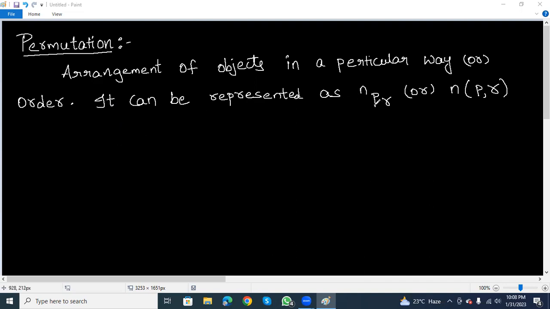It can be represented as nPr or n of P, r. Combinations can be represented as nCr, n of C, r. So we learned the combination formula. Now we will learn about the permutation formula and its properties. The main formula is nPr is equal to n factorial over (n minus r) factorial.